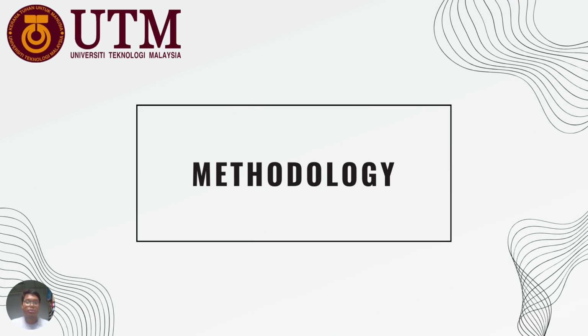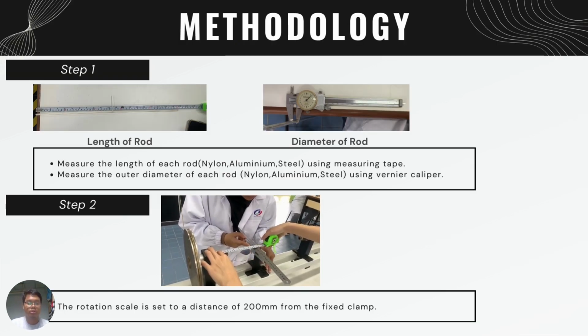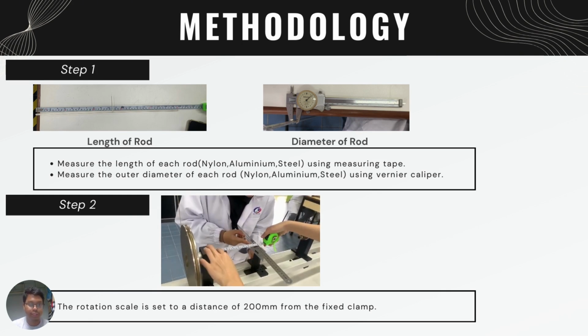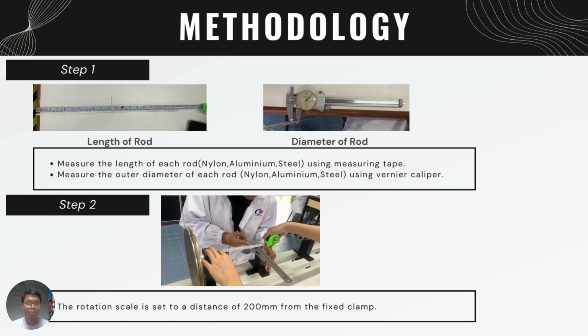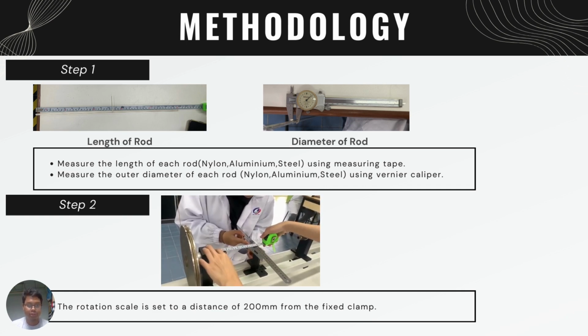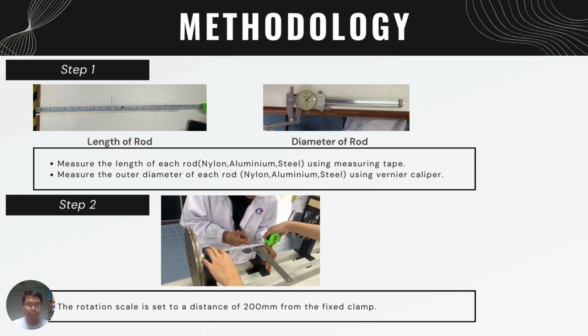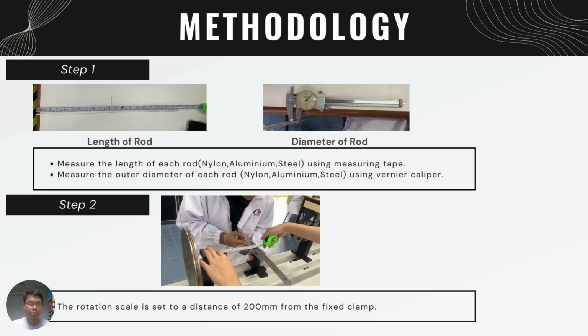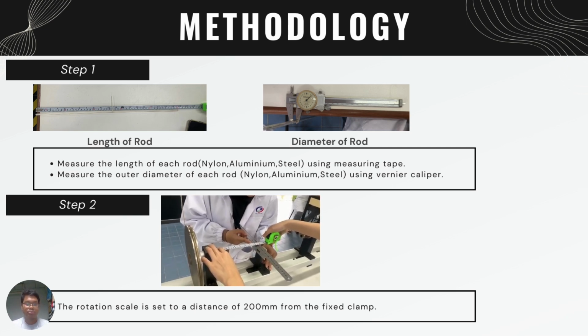So for the methodology, step 1: measure the length of each rod, nylon, aluminum, and steel, using the measuring tape, and also measure the outer diameter of each rod using the vernier caliper. Step 2: the rotation scale will be set to a distance of 200 millimeter from the fixed clamp.